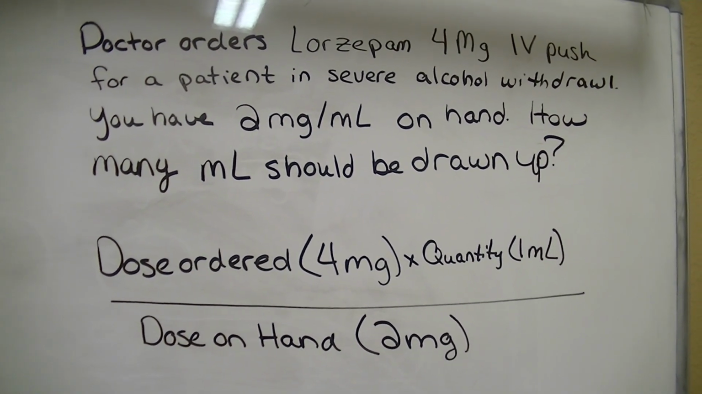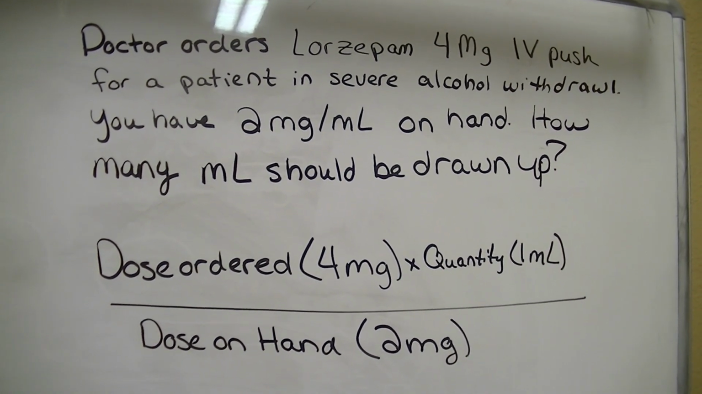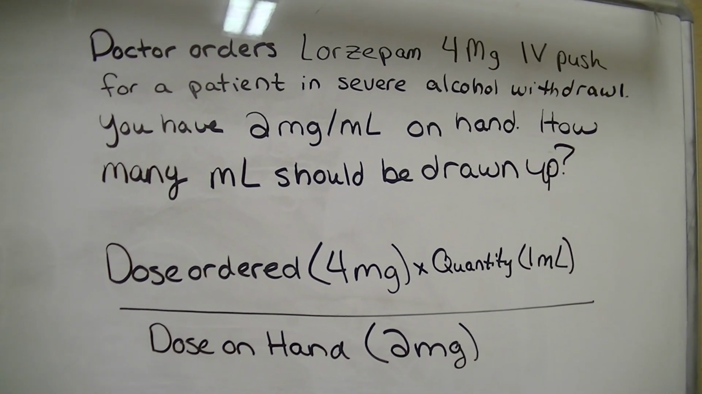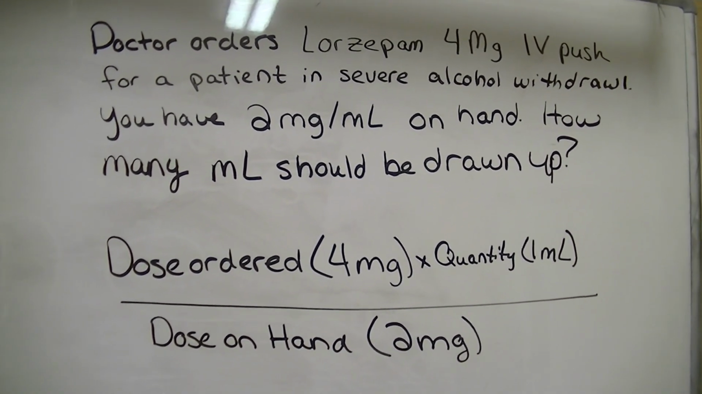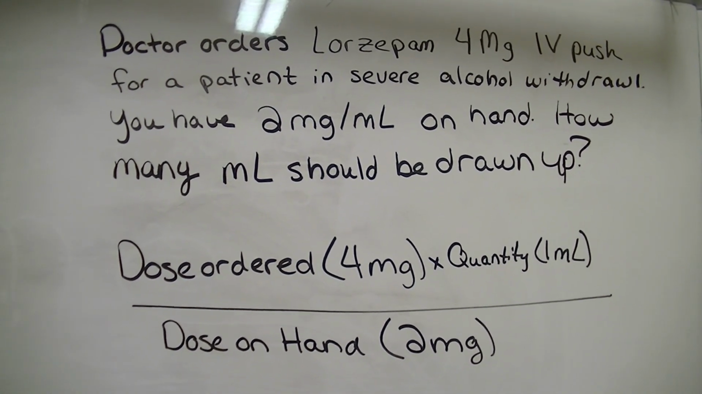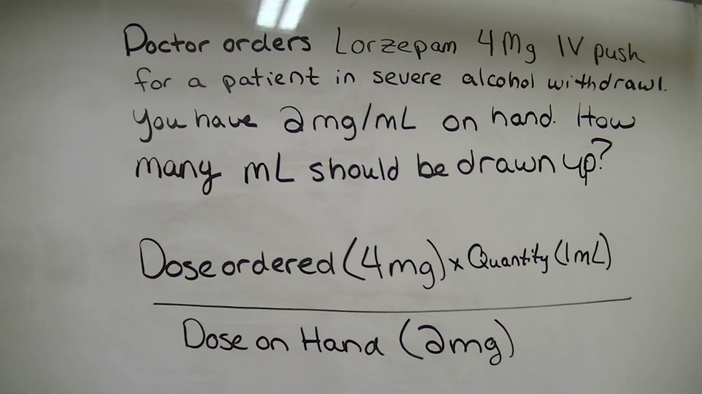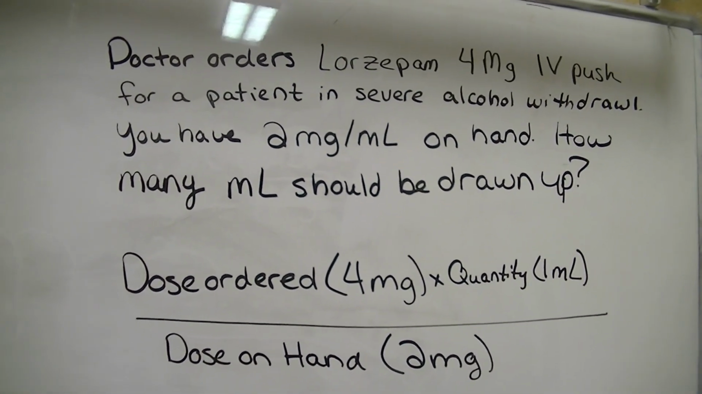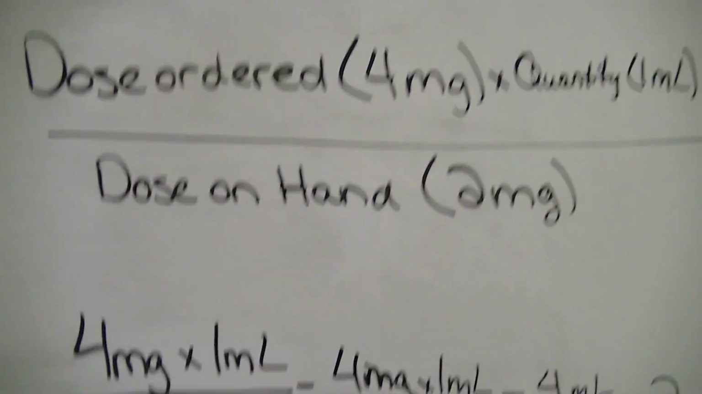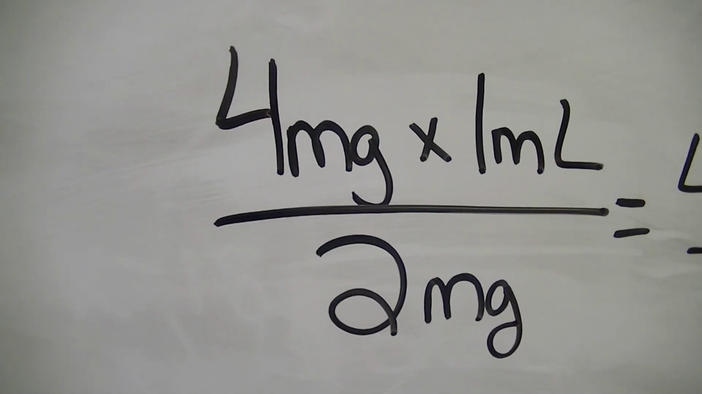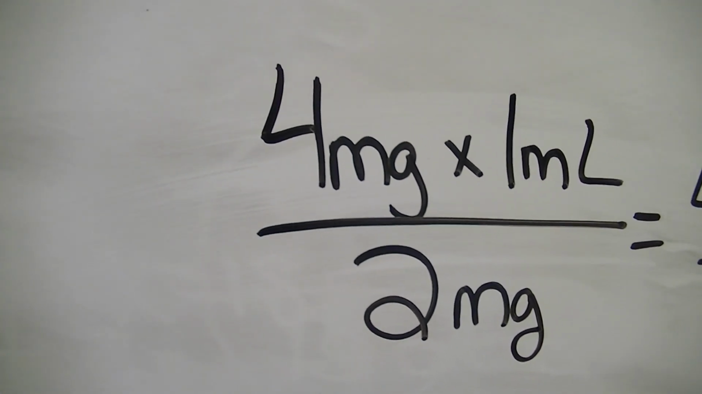So the quantity is just 1 mL, and the dose on hand is the 2 milligrams, right? What we're really looking at is the dose ordered over the dose on hand. Dose ordered is 4, and if we say that's times 1 milliliter, that's still going to be 4. On the top, still going to be 4, no matter how you slice it or dice it. On the bottom is going to be that 2 that we have on hand. So how does this look? Let's look at the numbers here. We have 4 milligrams times 1 milliliter over 2 milligrams.